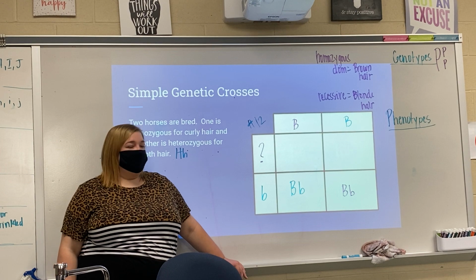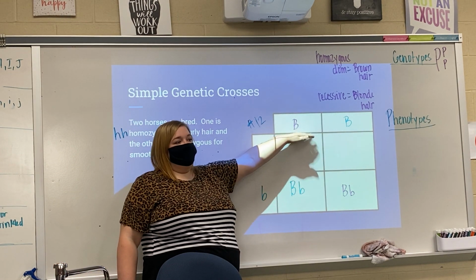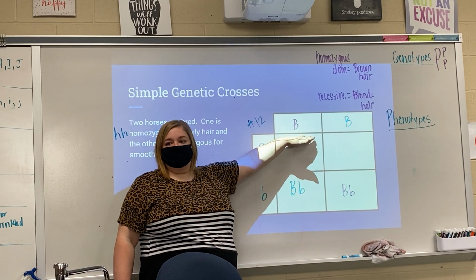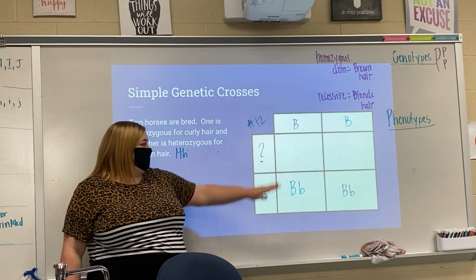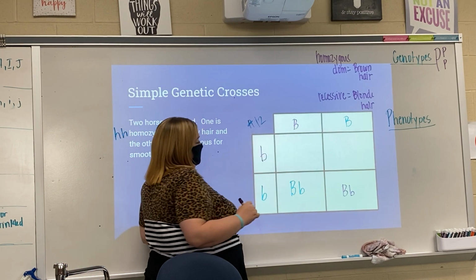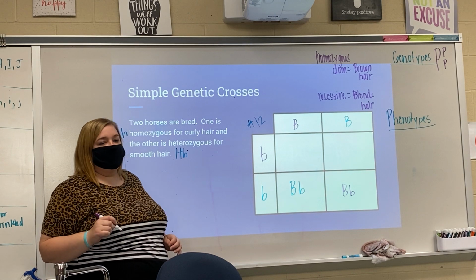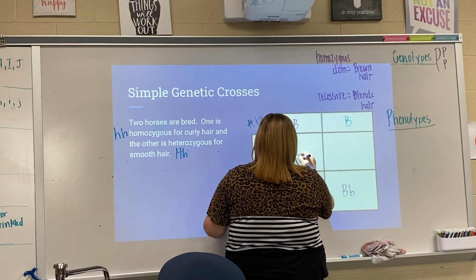Yes. We already have one dominant trait. Can we have more than one dominant trait in a cross? No. So that makes this one what? Little b. You can never have more than one dominant trait in a cross.